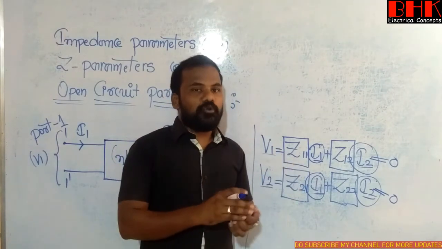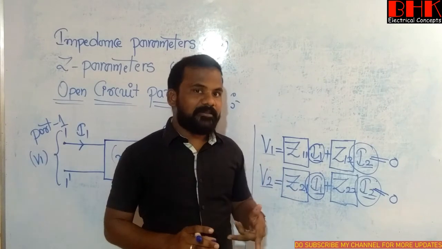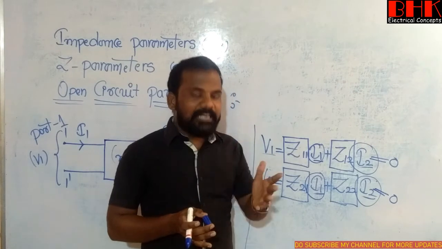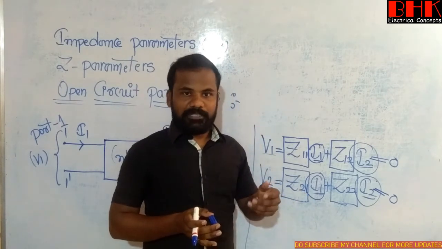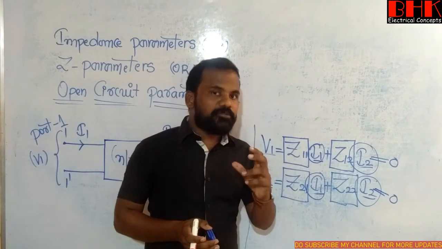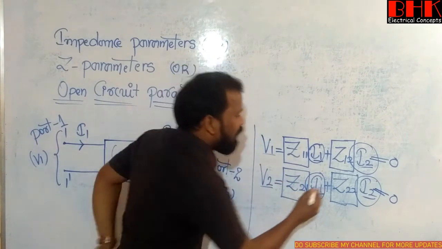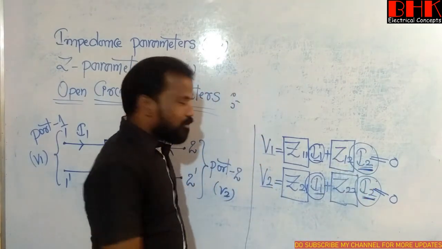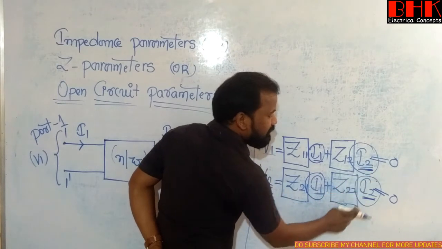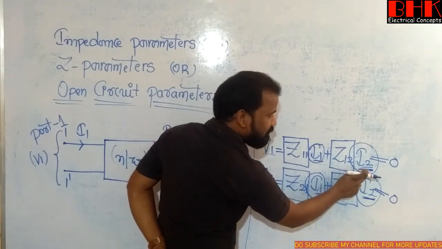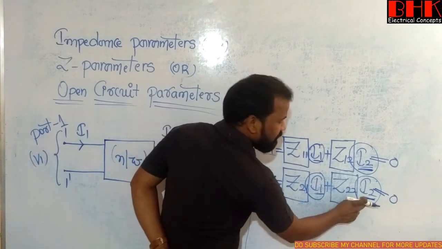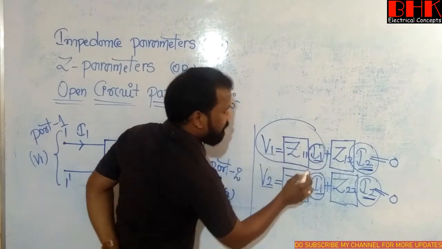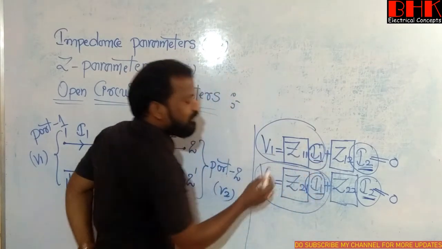So if I open circuit port 2, then in case of open circuit the current value is 0. It means the current flowing in port 2, that is I2, is equal to 0. If the value of I2 is 0, then I substitute that value in place of I2. Clear? So in that case, I2 is 0, which means 0 into Z12 is 0 and 0 into Z22 is 0. What are the remaining terms? Only this term in equation number 1 and this term in equation number 2.